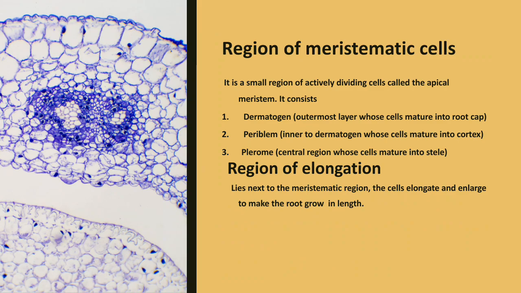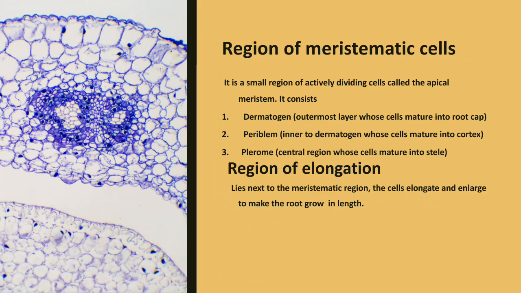Region of meristematic cells. It is a small region of actively dividing cells called the apical meristem. It consists of dermatogen, the outermost layer whose cells mature into root cap; periblem, inner to dermatogen, whose cells mature into cortex; and plerome, the central region whose cells mature to form stele.